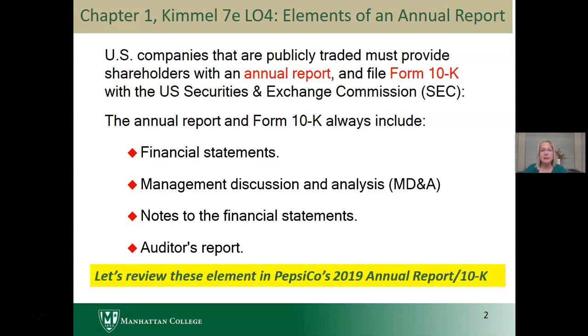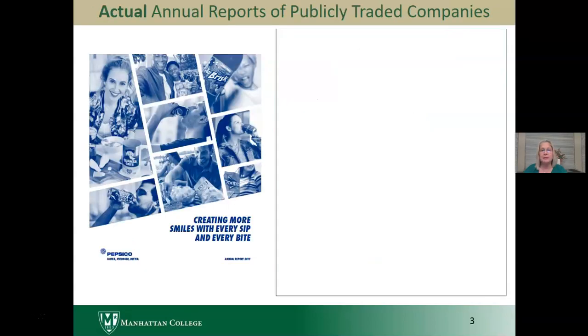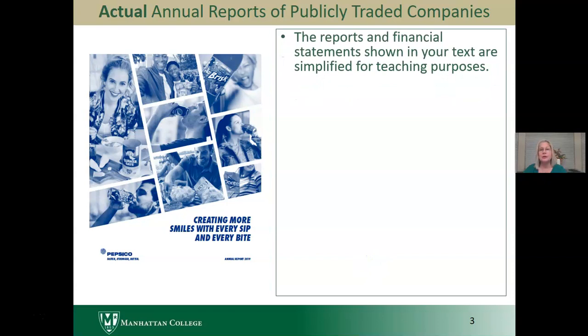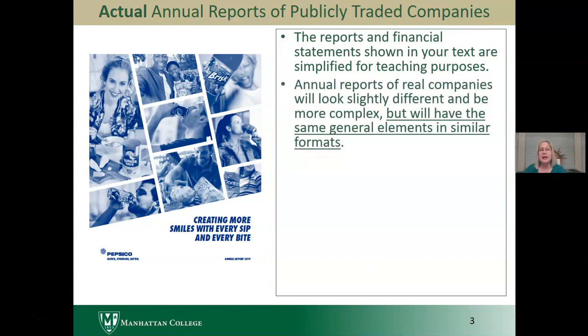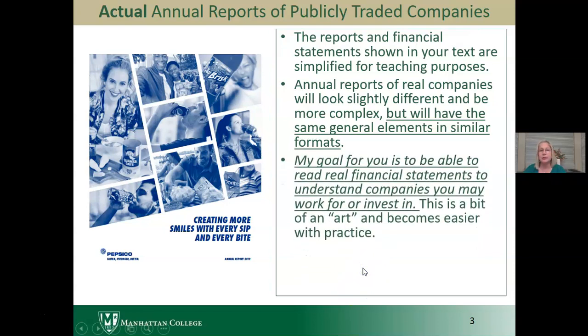Let's review these elements using PepsiCo's 2019 Annual Report and Form 10-K, which they have together. So annual reports contain a bit more pictures and things. They contain the financial statements. Usually they just contain a little bit more pictures. So you'll notice that the financial statements and reports are more simplified in your text for teaching purposes. Annual reports of real companies look slightly different and they will be more complex, but they have the same general elements in similar formats. Might use slightly different wording.